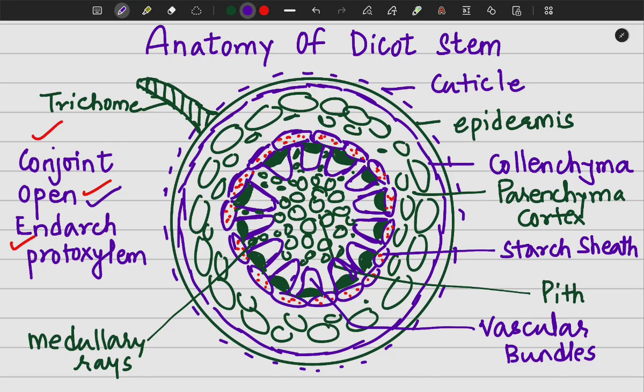Alright, and the hypodermis in case of dicot stem is made up of collenchyma, whereas the hypodermis of monocot stem was made of sclerenchyma. So you can easily understand and remember utilizing these differences between the two types of anatomies of dicot and monocot stem. Alright, so I hope the anatomy of dicot and monocot stem is clear to you. That's all for this lecture. Thank you so much.